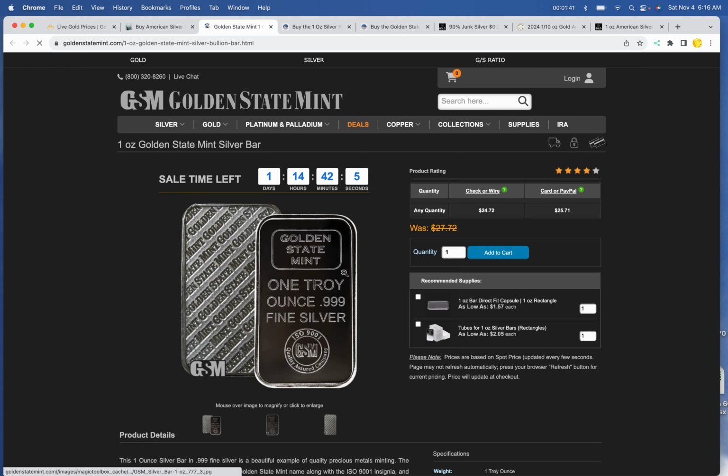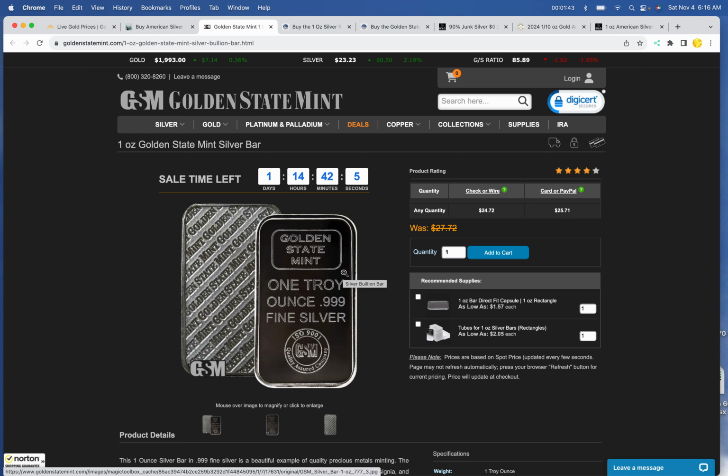Pick of the day is Golden State Mint. Again, they must be really moving some silver. 1-ounce bar at $24.72 each.